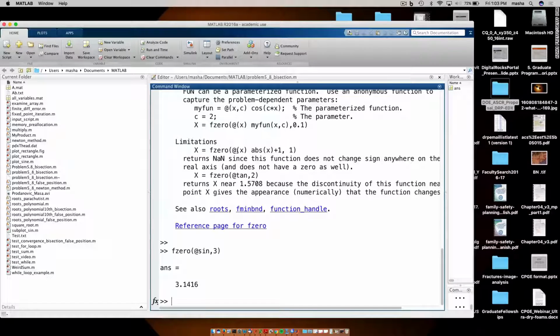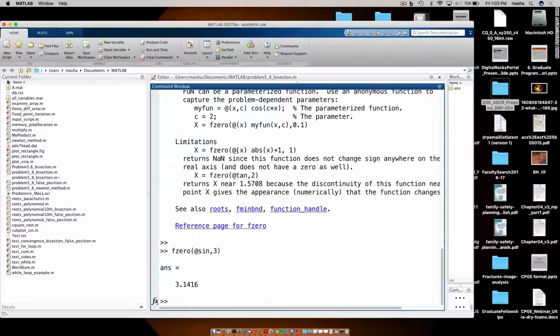So I know that sine pi is 0, right? Sine 0 is 0, sine pi is 0, sine 2 pi is 0, and so forth. So close to 3, my closest root for the sine function is pi, 3.14. Right? So I got the answer.